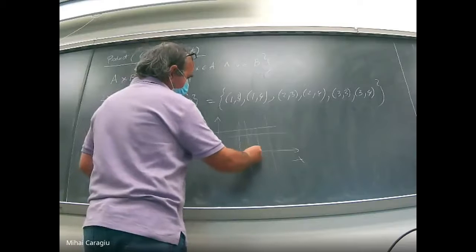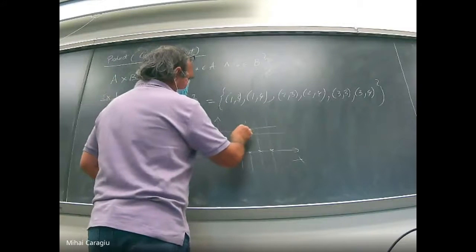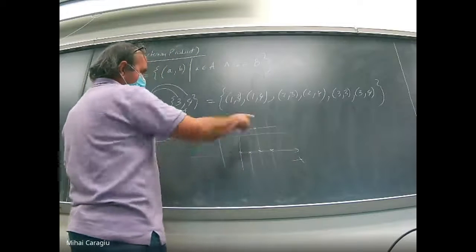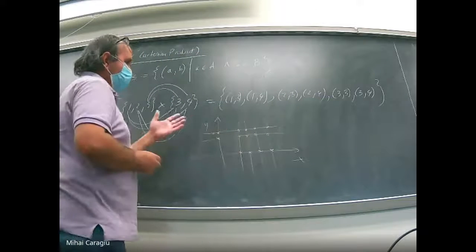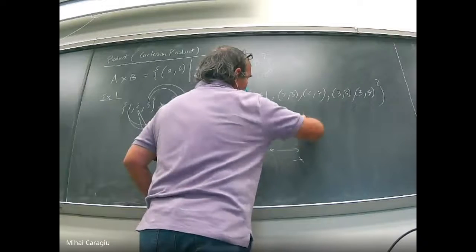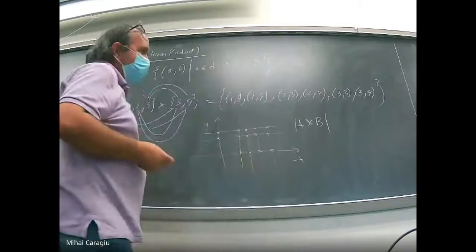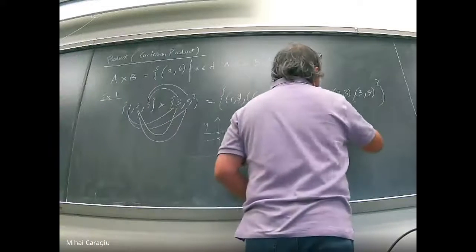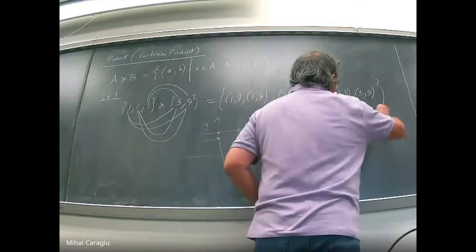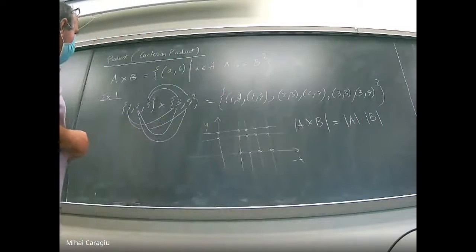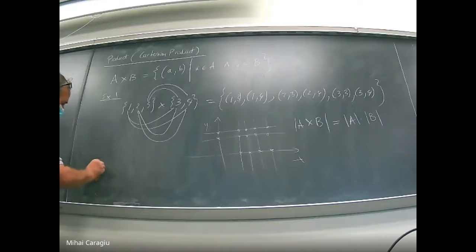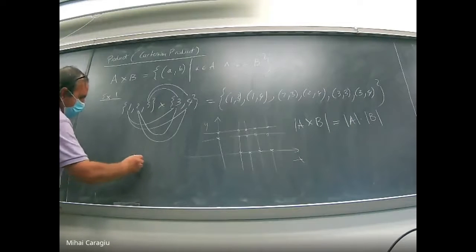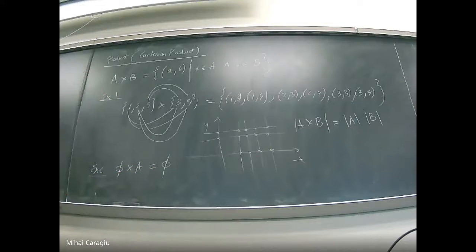So in this case, hypothetically, A has 4 points and B has 2 points. So the intersection between the vertical lines through A and the horizontal lines through B is 4 times 2 points. So for the number of elements of A cross B, with A and B finite sets, the number of elements of A cross B is the number of elements of A times the number of elements of B. There are also some extreme cases. For example, the empty set multiplied with any set A is obviously the empty set, because there is nothing in the empty set, so we cannot form any pair.